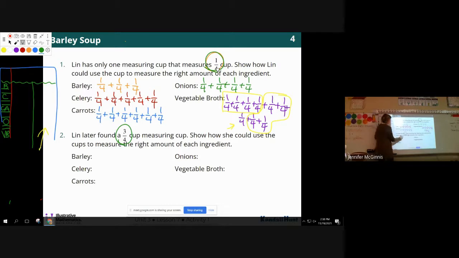She could just use 1 scoop of the 3/4, right? Wouldn't that be nice for her to save some time? And then what could she do for celery? Write 3/4. So right here on the second half of your barley spot, I want you to write 3/4. Yep, that's it right there. Check on your partner and see how your partner's paper looks.